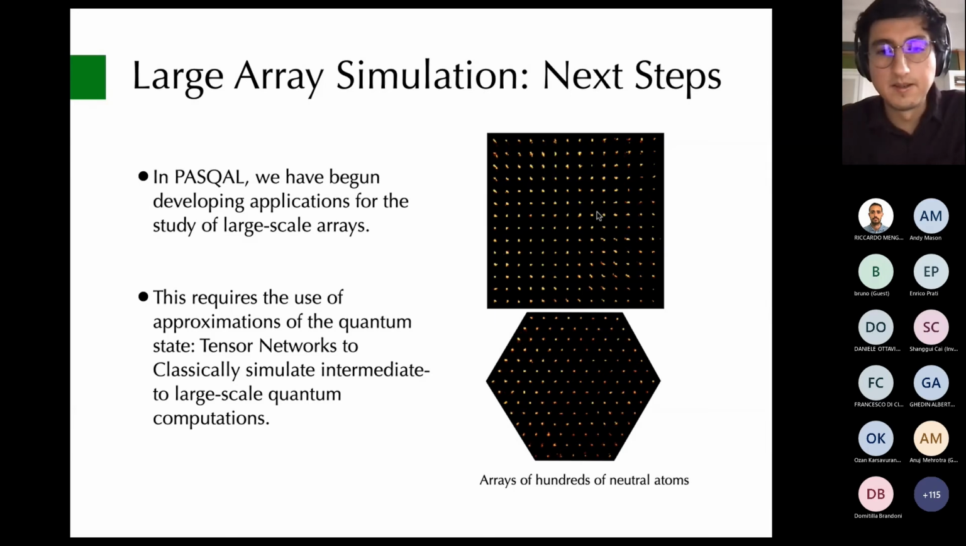Especially because when some company or some group announces that they have some advantage or some supremacy, as in the case of Google, there are many other groups that are trying to put this into test. And some of the main ways of doing this adversarial benchmarking is to try to use tensor network algorithms.